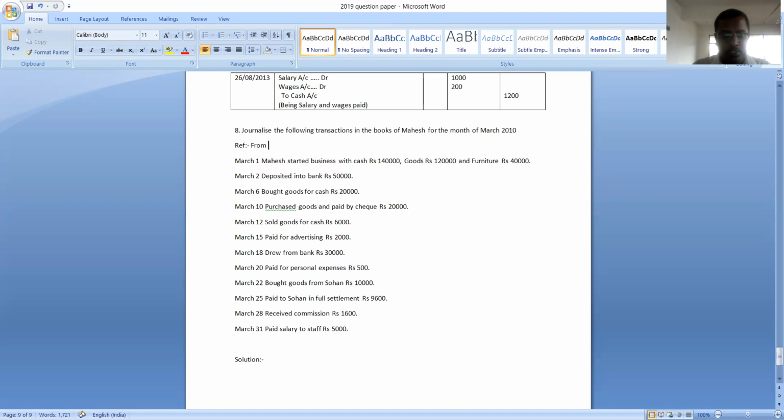So the reference is from the 2012 question paper. It appeared for 12 marks. The question number is 1B, and it appeared for 12 marks. Here they have given totally 12 transactions, and they are asking us to pass journal entries for these 12 transactions. Okay, so let us start with the solution.